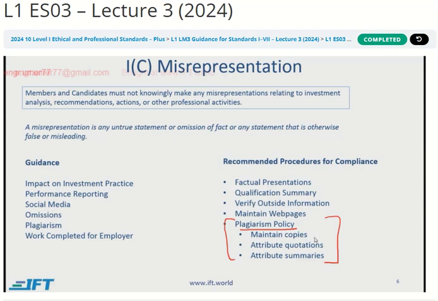The firm should maintain copies. So if any reports are being used as a source for the material produced by you or your firm, then copies of those reports should be maintained. Any quotations that are used in your reports need to be attributed to an individual or to an entity, and the quotations that you make need to be in quotation marks. If you are writing a summary based on some other report, then the report that you are summarizing also needs to be mentioned.